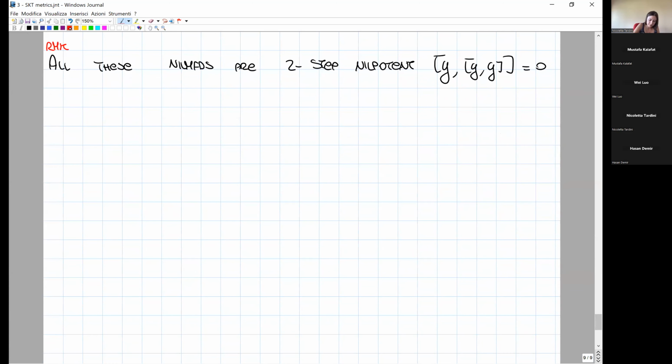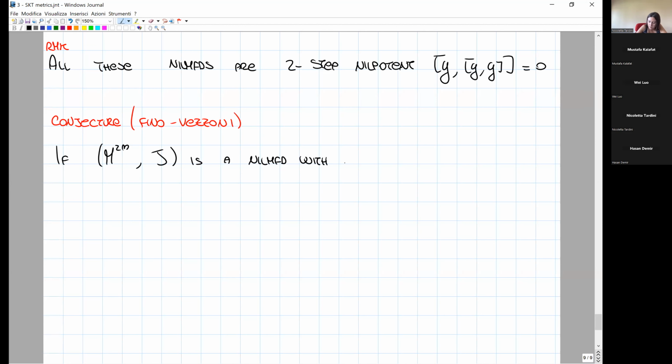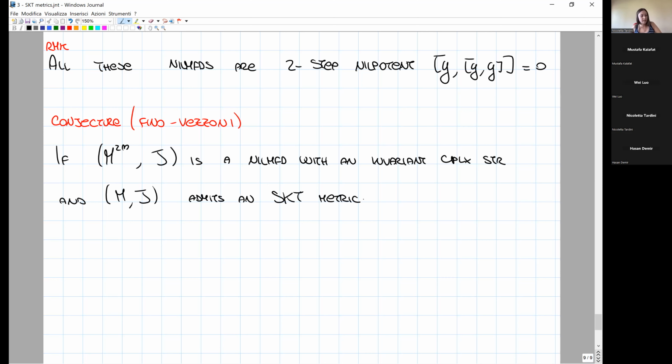And in fact, it was conjectured, so the conjecture of Fino-Vezzoni was saying that if M, J is a nil-manifold of any dimension, say real dimension 2n, with an invariant complex structure, and M, J admits an SKT metric, not necessarily invariant, but we said that thanks to the result of Ugarte, we know that there exists also an invariant SKT metric. Then M is two-step nilpotent.